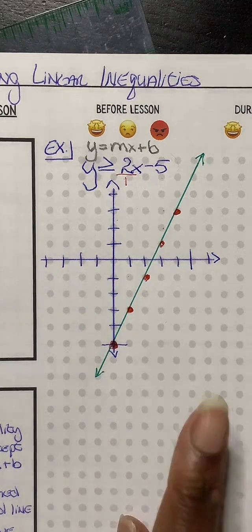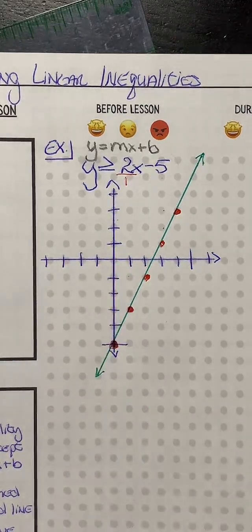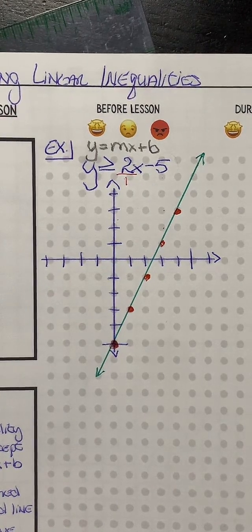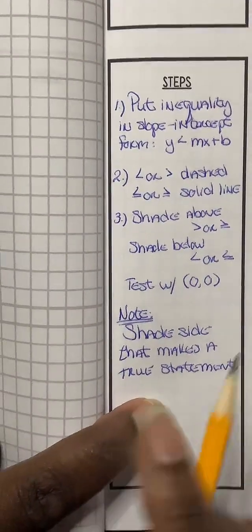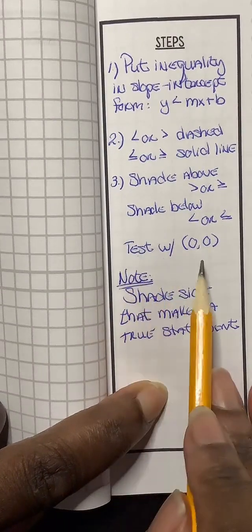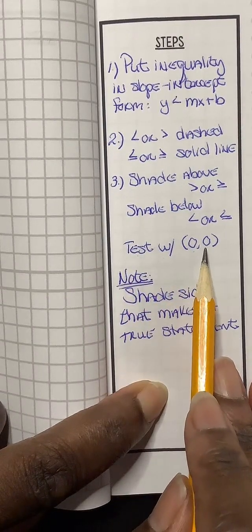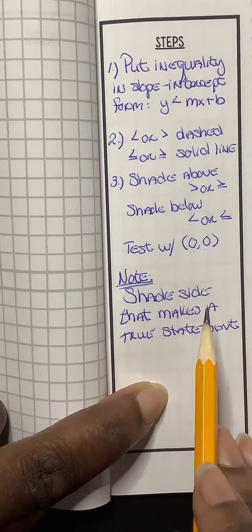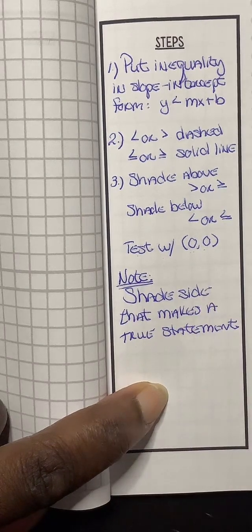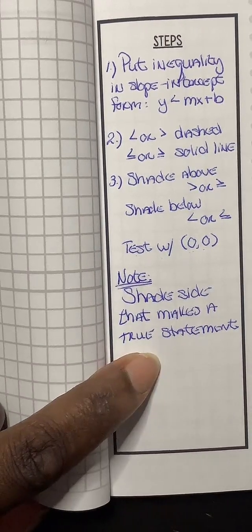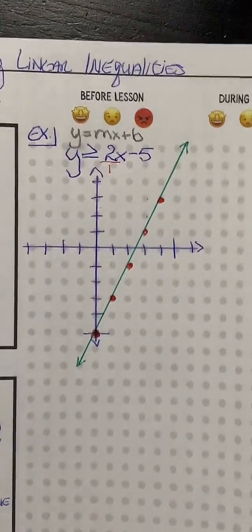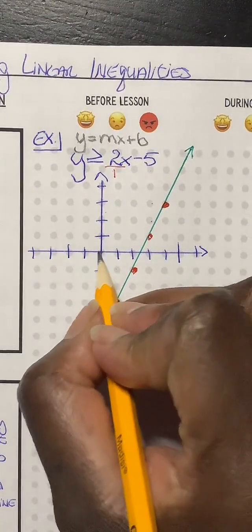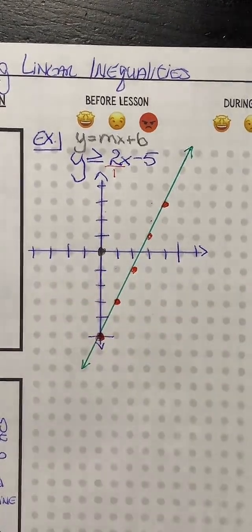All right. The way that you can tell which side you should shade is you want to test it. Let me go back to my notes. You want to test it with that 0, 0. Okay? It's easy to plug in zeros for the x and zeros for the y, and you'll get your answers so much quicker. Most of the time, 0, 0 is on one side of the boundary line or the other. In this case, here's my 0, 0 right smack in here.